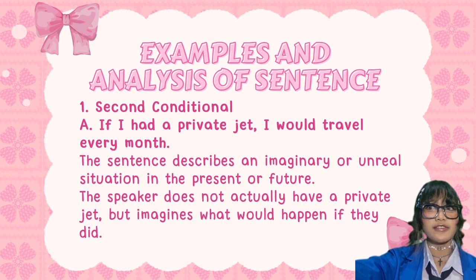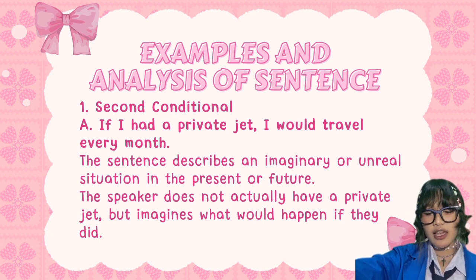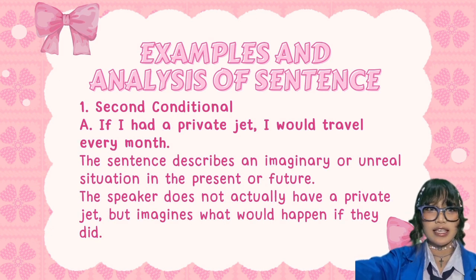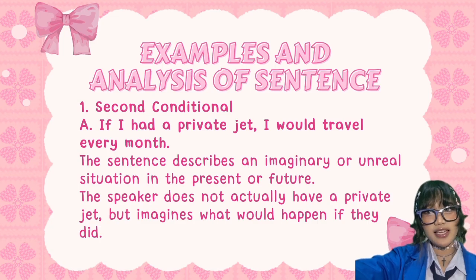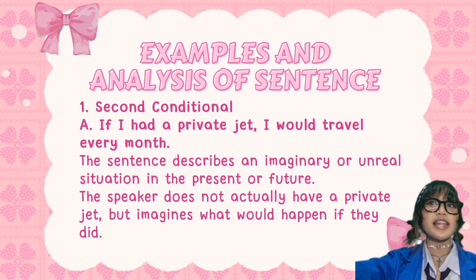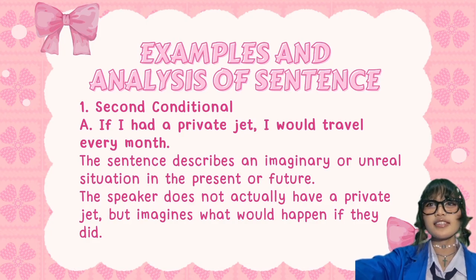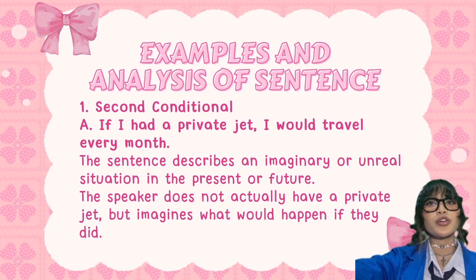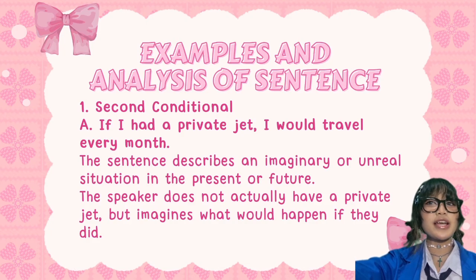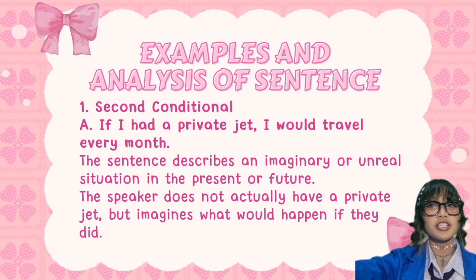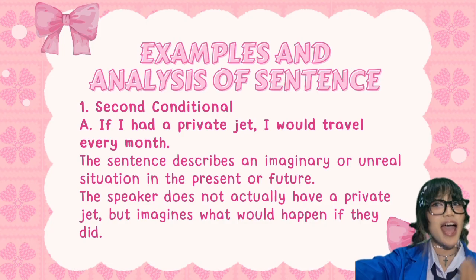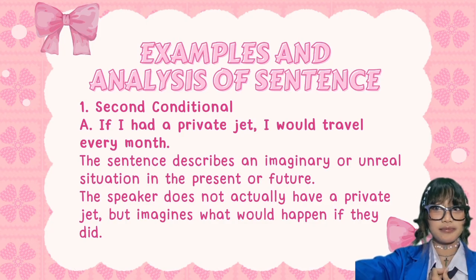And then we have second conditional. Let's talk about second conditional. The example of the sentence A: if I had a private jet, I would travel every month. The sentence describes an imaginary or unreal situation in the present or future. The speaker does not actually have a private jet but imagines what would happen if they did.